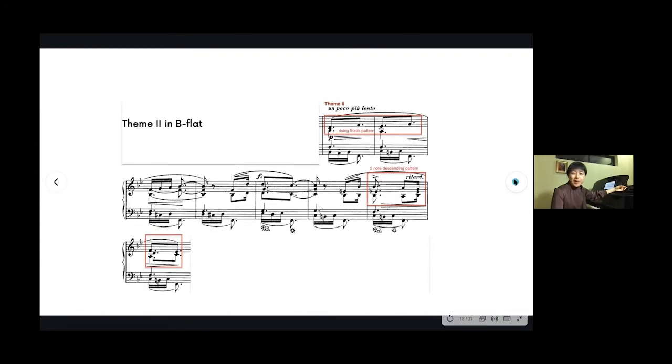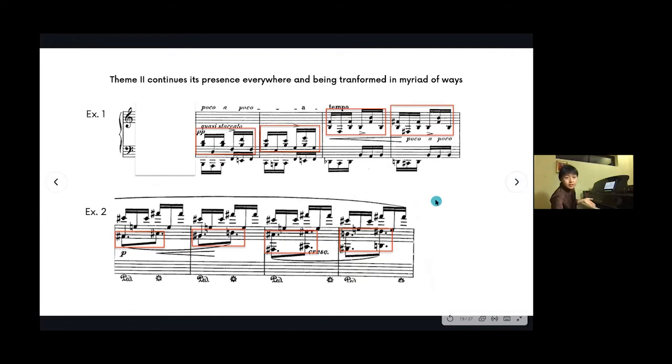Now, here is the constant transformation. This is the second theme, which I just played for you. Let me play it one more time so you have that in your head. And here, then let's take a look at how he transforms this or makes a variation. There you go.